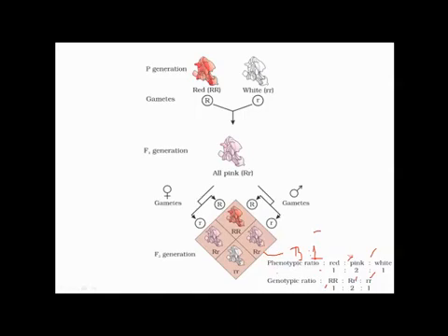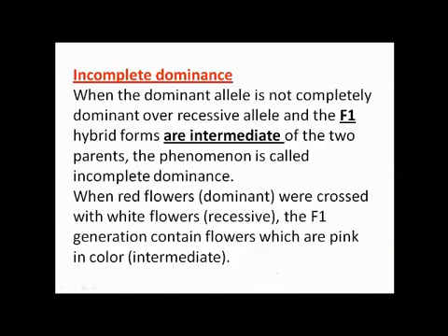This signifies that there is a blending taking place, or that the parental combination is not necessarily present in the F1 generation. So this phenomenon we call incomplete dominance. It can be expressed as when the dominant allele is not completely dominant over the recessive allele and the F1 hybrid forms are intermediate of the two parents. This phenomenon we call incomplete dominance. Here, this is the example of this phenomenon.